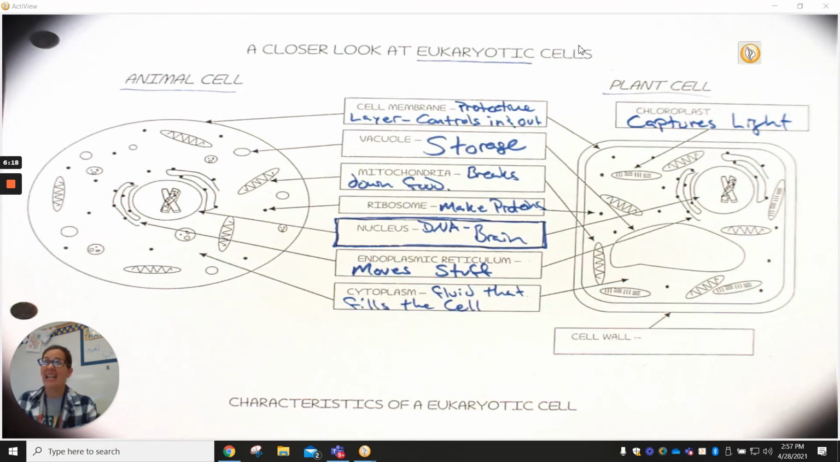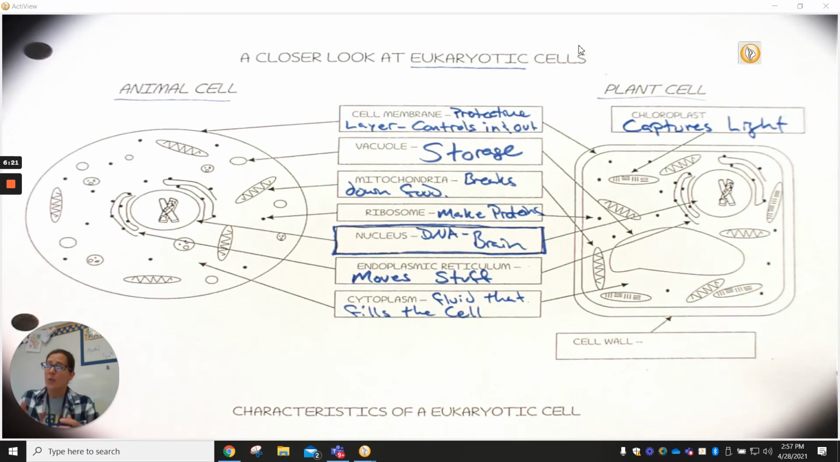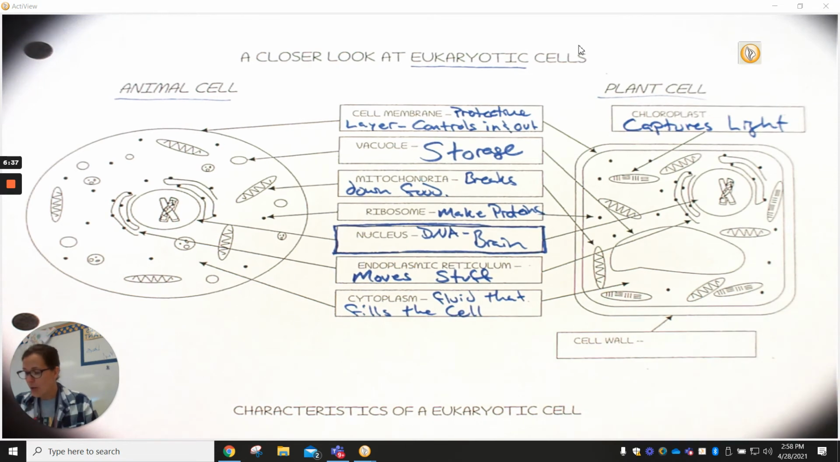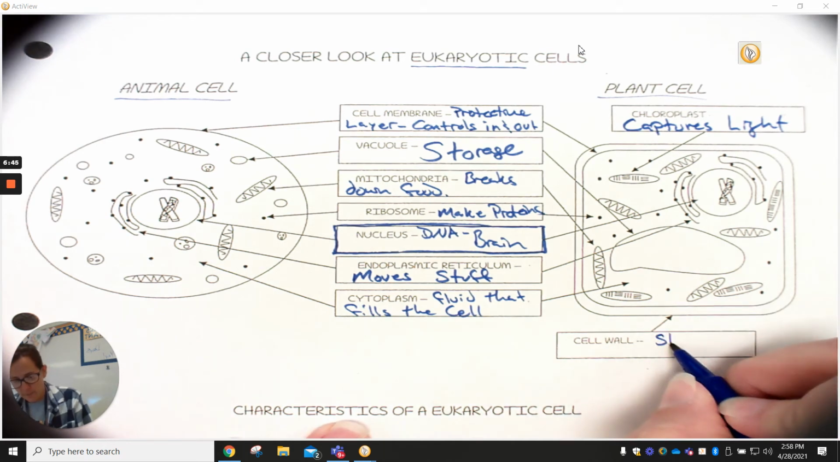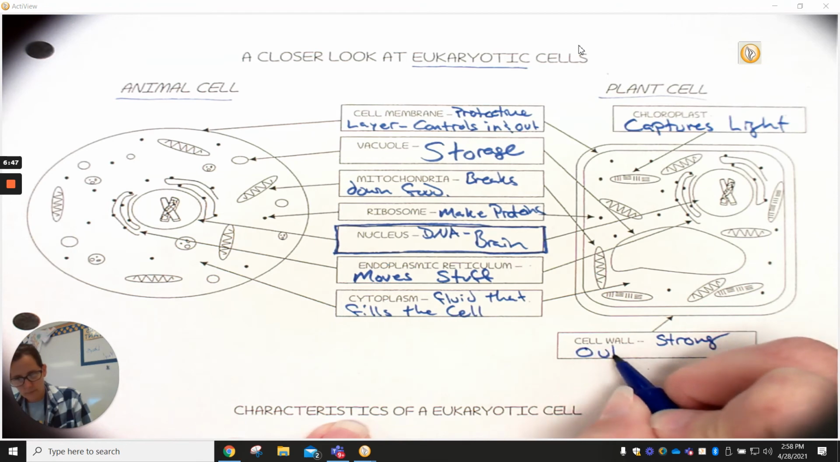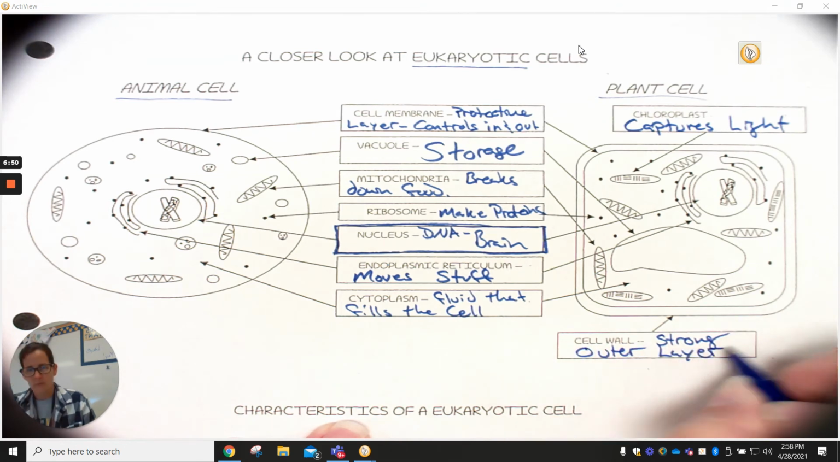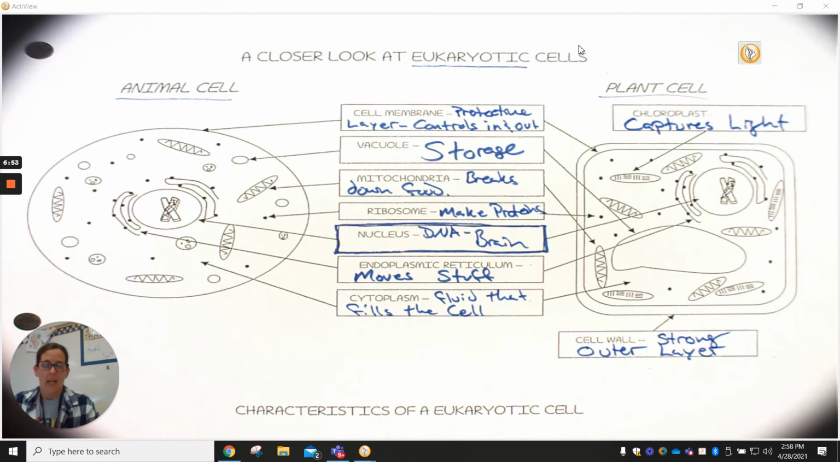And if you look outside at any tree or if you have a plant in your house, you can see that that plant isn't just a wobbly ball of jello, right? It actually stands up. It's rigid. If you go out and try to bend a tree limb, there is structure there. And that comes from this cell wall. And really all it is is a strong, rigid outer layer for support and protection for the cells. So we're going to put strong outer layer. Now down here we've got characteristics of a eukaryotic cell.